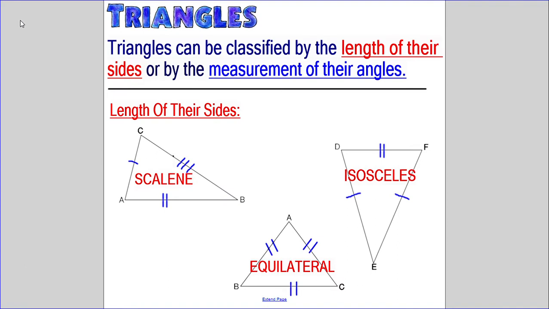Triangles can be classified by the length of their sides. They could also be classified by the measurement of their angles. If we look at them by the length of their sides to start off with, there are 3 main ones. We have a scalene triangle, which has all side lengths different. That's the reason why it has one with 1 line, one with 2, and one with 3. Then we have an isosceles triangle, where 2 side lengths are the same and 1 side length is different. And then we have an equilateral triangle, where all 3 side lengths would be the same.